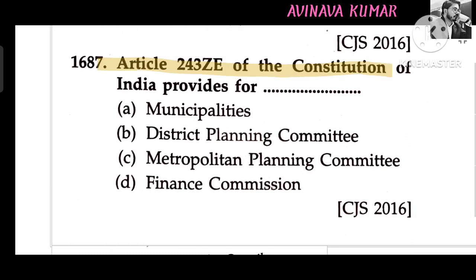Article 243ZE of the Constitution of India provides for Metropolitan Planning Committee.